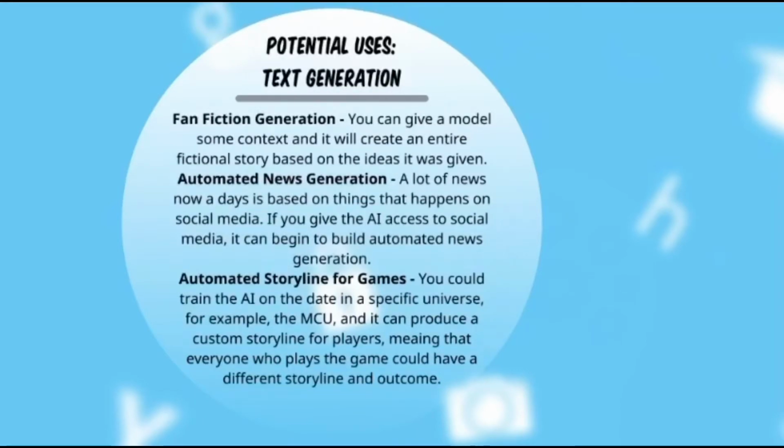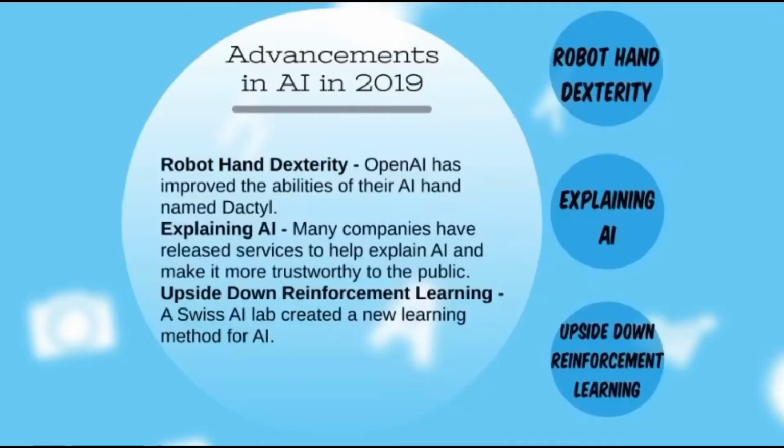Another one is game storylines. If you train an AI on data in its particular universe, such as the Marvel Cinematic Universe, for example, it can create unique and personalized storylines so that every person who's playing the game won't always necessarily get the exact same storyline. It's personalized and it's unique.